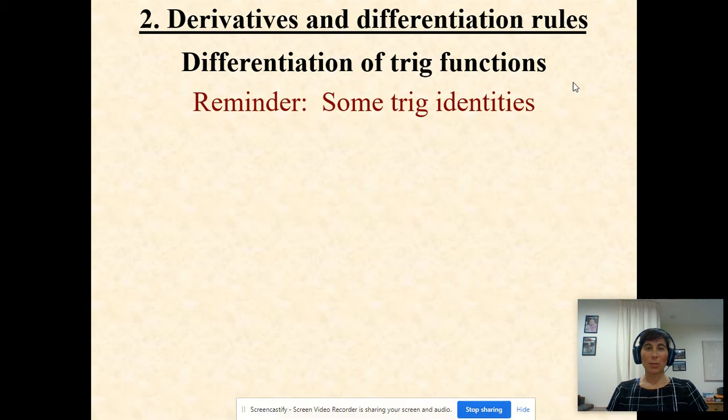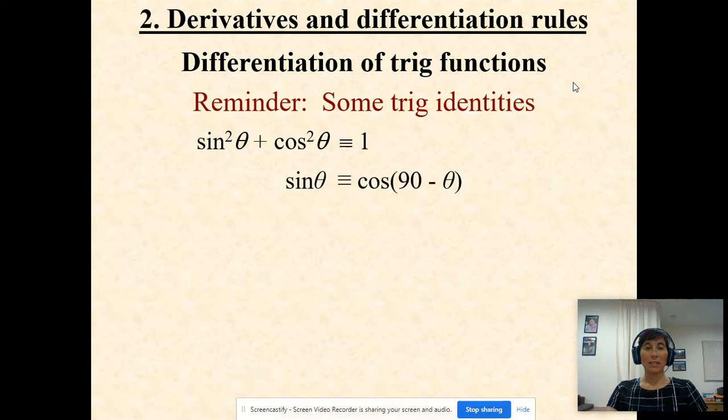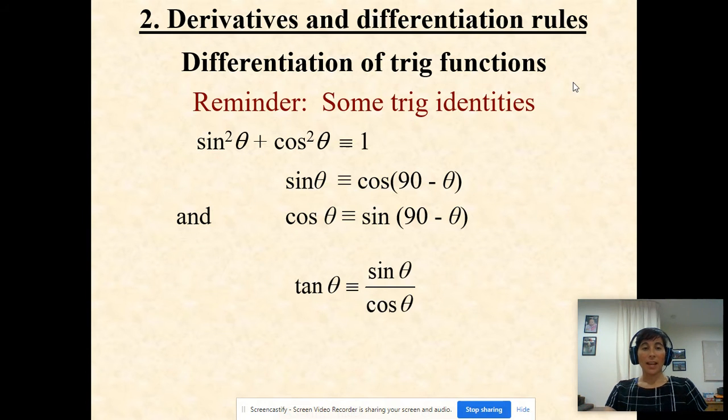Differentiation of trig functions. Firstly, what we want to do is just remind ourselves of some of the trig identities that we have been working with when we looked at the trigonometry topic. So remember, these are on your formula sheet. The first one was sine squared of theta plus cos squared of theta is equivalent to 1. Next one was sine theta is equivalent to cos, in brackets, 90 degrees minus theta. So obviously that's if it's in degrees. And the other equivalent there is that cos theta is equivalent to sine of 90 degrees minus theta. And then we also had that tan of theta is equivalent to sine theta over cos theta.